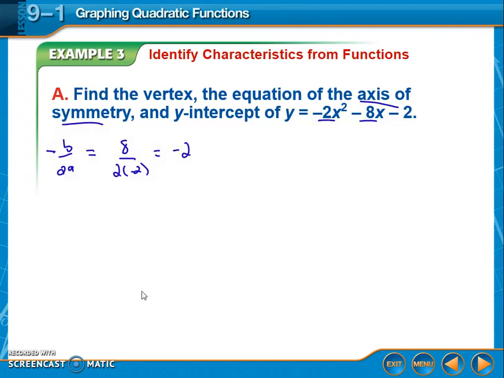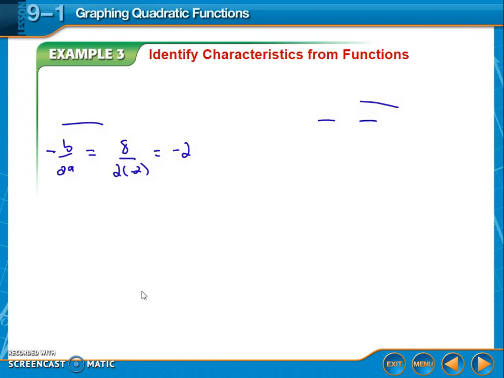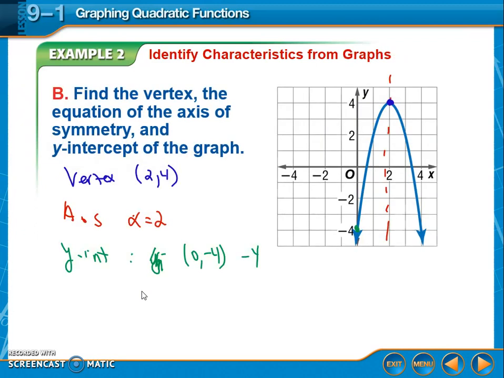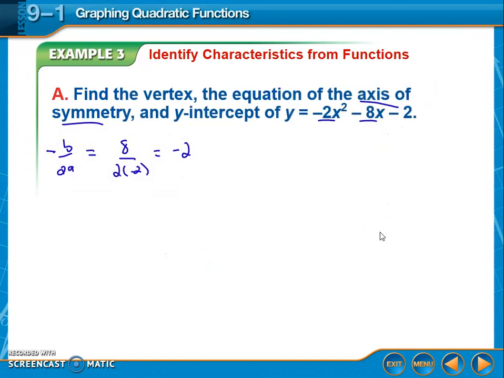So if you look at this graph, one of the ones we just did, the x value of the vertex, this was the point (2, 4). The x value of the vertex is always the x coordinate of the axis of symmetry. So if I want to use that method, this is my axis of symmetry. So I already found out my axis of symmetry is x equals negative 2. But I can use that as the x coordinate of the vertex.